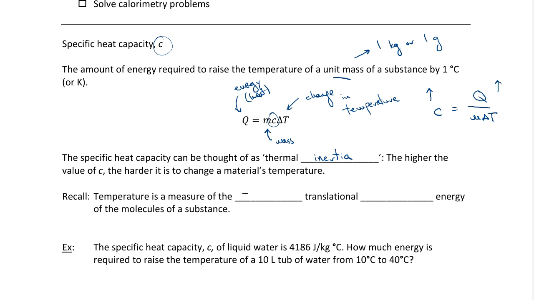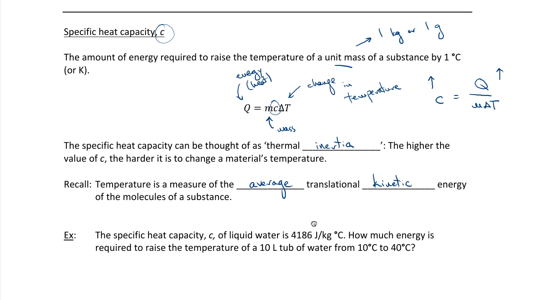Also, remember that temperature is a measure of the average translational kinetic energy of the molecules in a substance. And so if you have a higher specific heat capacity, it means it's harder to get the molecules bumping around faster than it is in another substance.